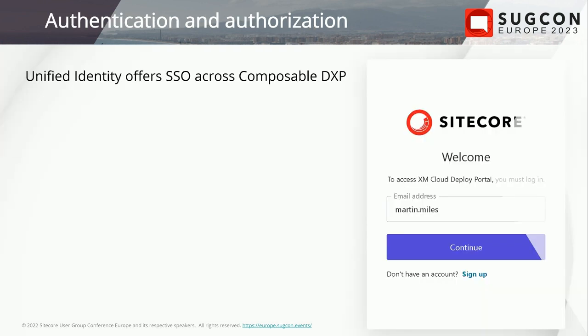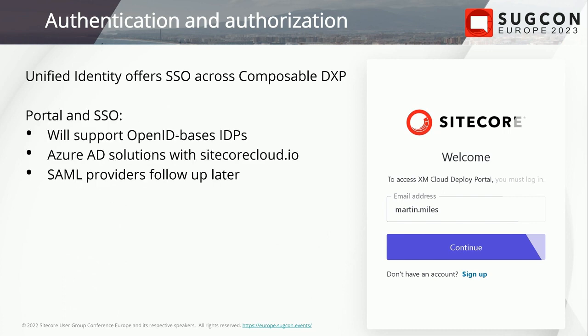With the XP platform, we used to have identity server. However, that one is no longer useful in a genuine composable world. Sitecore had to rethink authentication approach and implemented a new unified identity system so that it offers single sign-on across eligible applications of the composable XP family. Many people ask about integration with their providers. So the good news is that it will support OpenID-based identity providers and therefore Azure AD. SAML providers will be added later.